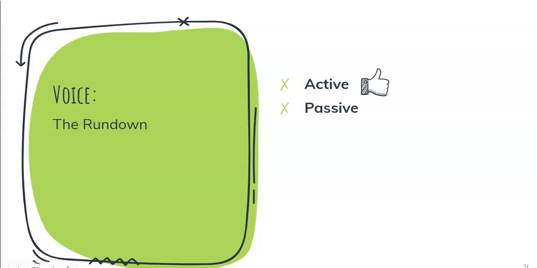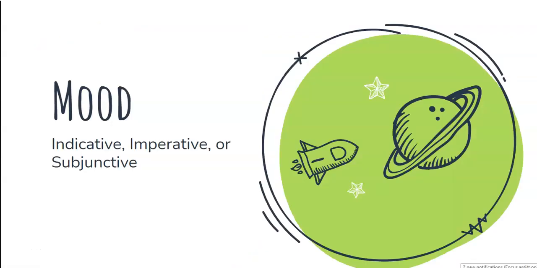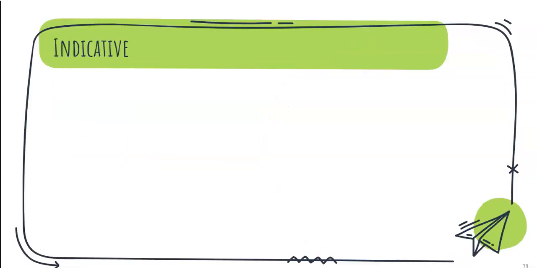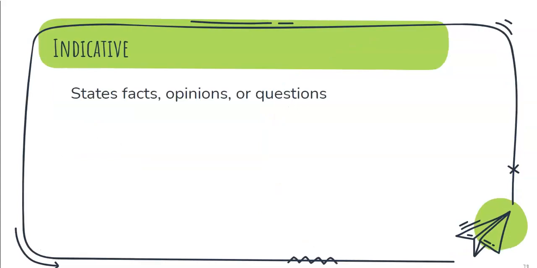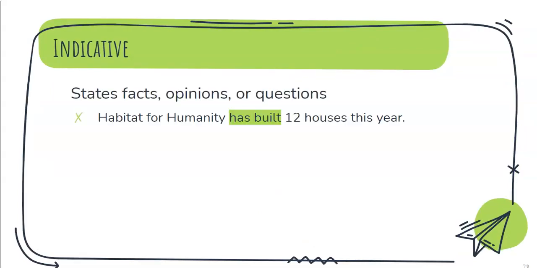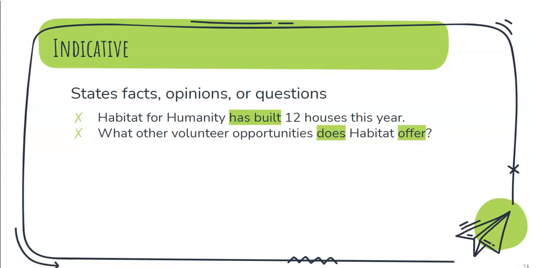Okay, let's move on to mood. English verbs have three: indicative, imperative, and subjunctive. The indicative mood states facts, opinions, or questions. Habitat for Humanity has built 12 houses this year. The verb has built is indicative. In what other volunteer opportunities does Habitat offer? The verb is does offer.